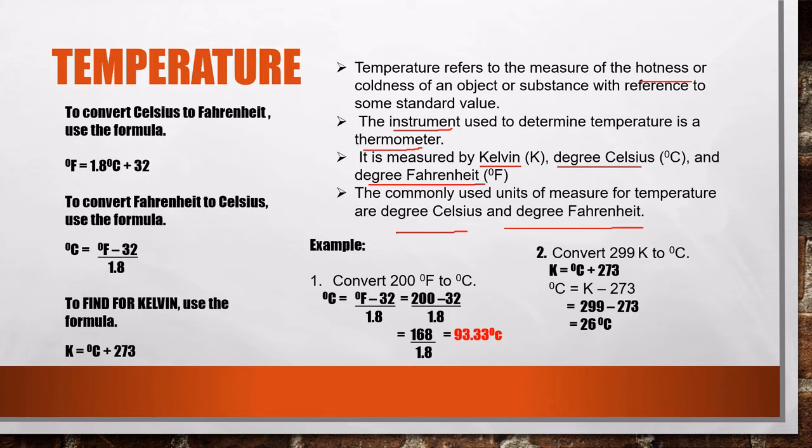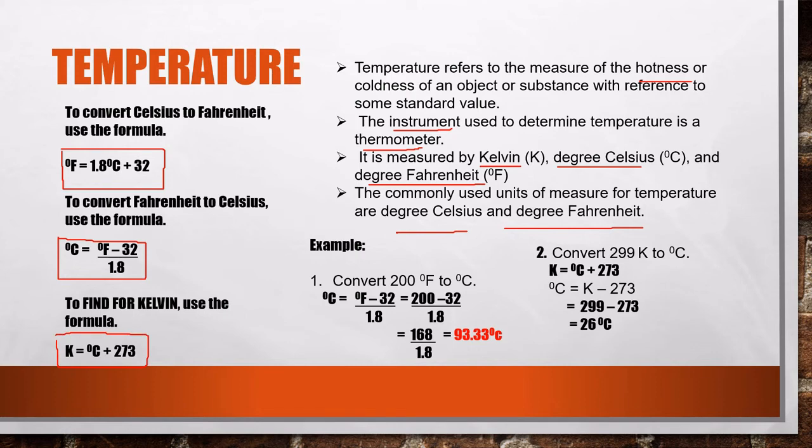Now, to convert Celsius to degree Fahrenheit, we are going to use the formula: degree Fahrenheit is equal to 1.8 times degrees Celsius plus 32. If we are to convert Fahrenheit to Celsius, we're going to use the formula: degree Celsius is equal to degree Fahrenheit minus 32, all divided by 1.8. Now, to find Kelvin, use the formula K is equal to degree Celsius plus 273.